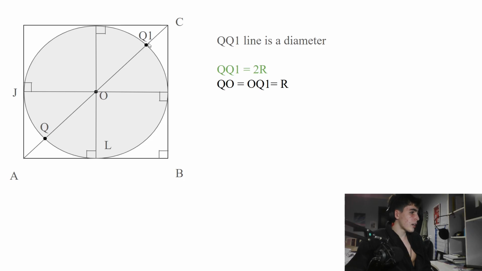QQ1 intersects this circle in 2 points, and it also goes through the center of the square and the circle. Therefore, QQ1 can be considered a diameter. So we proved that QQ1 is a diameter. We can safely say that QQ1 is 2 times R because the diameter is 2 times the radius. And we know that OQ and OQ1 are radii because they come from point O. So OQ1 is the radius of this circle, and OQ is the radius of the same circle.